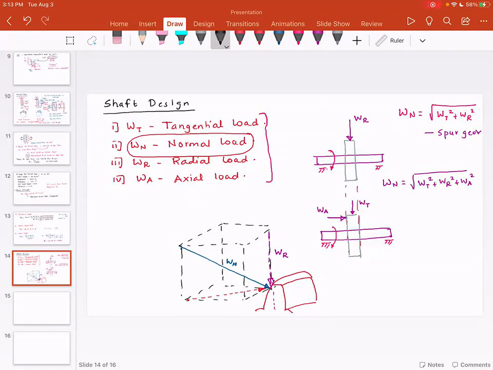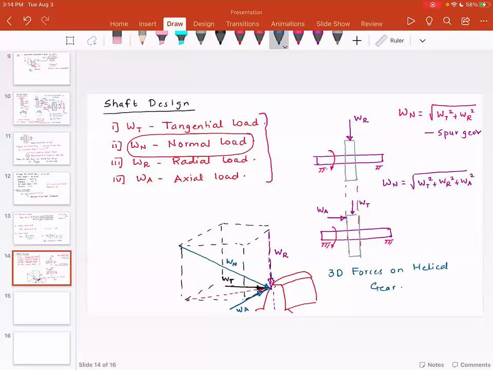This is the tangential load. And this is the axial load. So I will give you a minute to think about the three-dimensional force system. So this is the three-dimensional forces on helical gear.